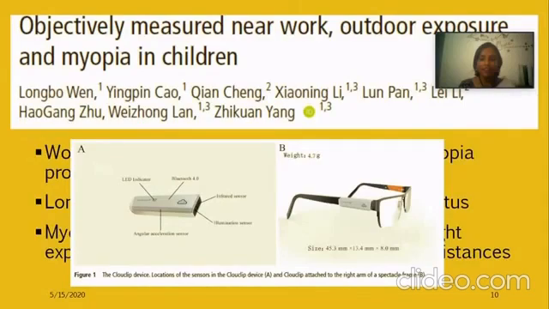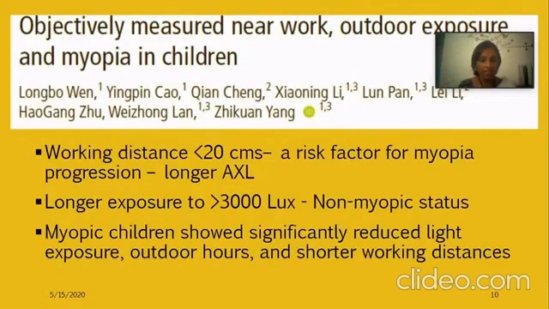So for example, from this study, what they say is that, as ma'am said, a working distance of less than 20 centimeters especially puts the child at risk of increased axial length, and thereby increases the risk of myopia progression. And whenever a child is exposed to ambient illumination of more than 3000 lux, it is associated with non-myopic status. So what do we mean by that? Children who are emmetropic or not yet myopic have longer hours of exposure to anything above 3000 lux compared to children who are myopic. And so myopic children, of course, show reduced light exposure, fewer hours spent outdoors, and shorter working distances. This is from this particular study.